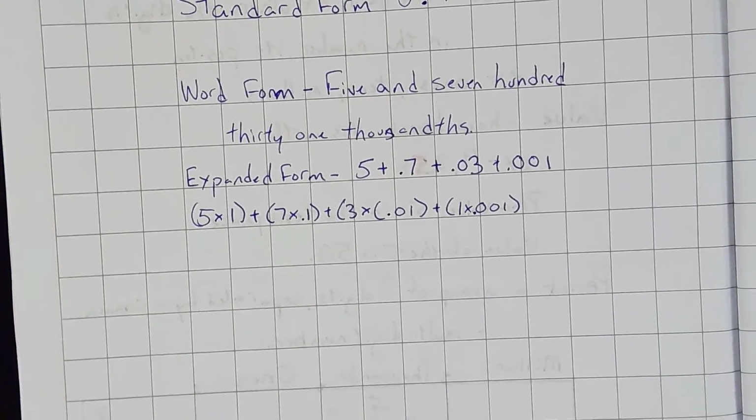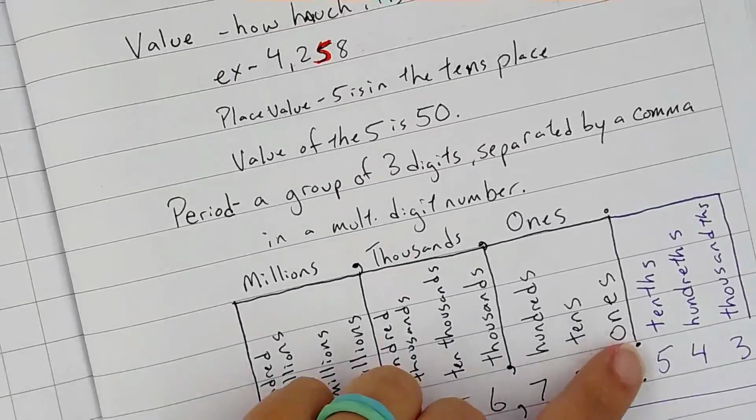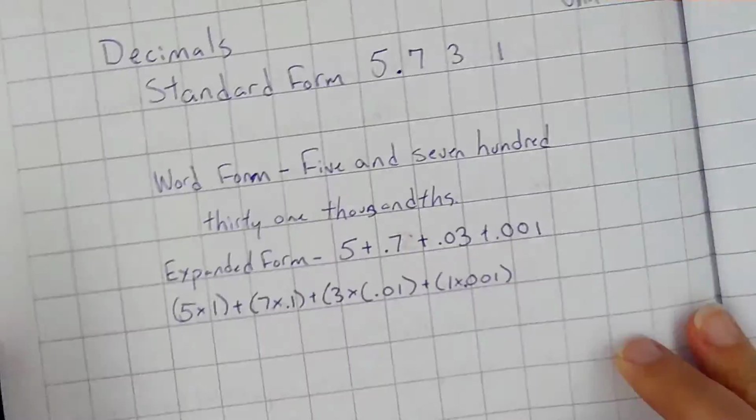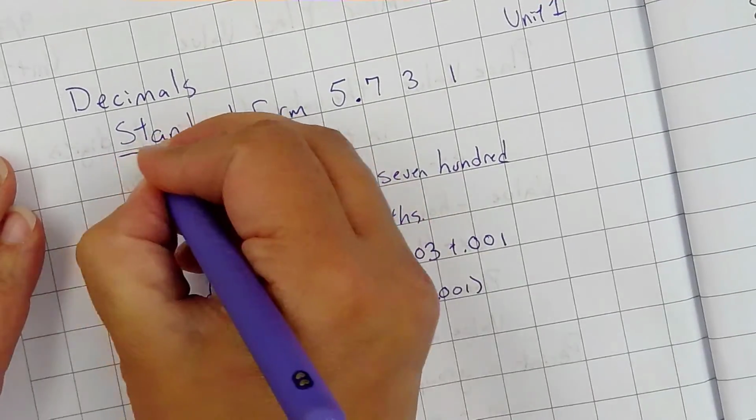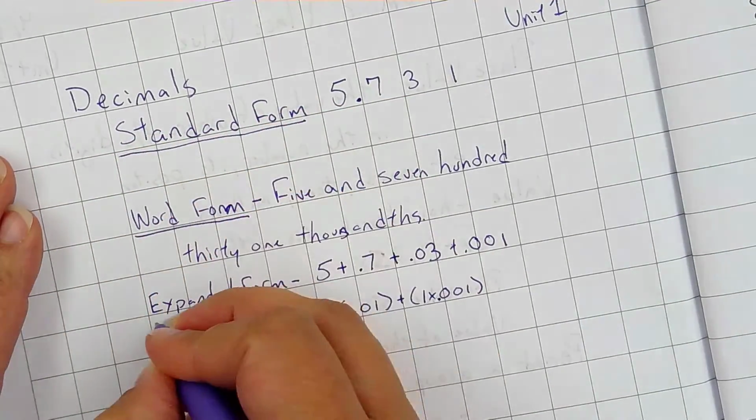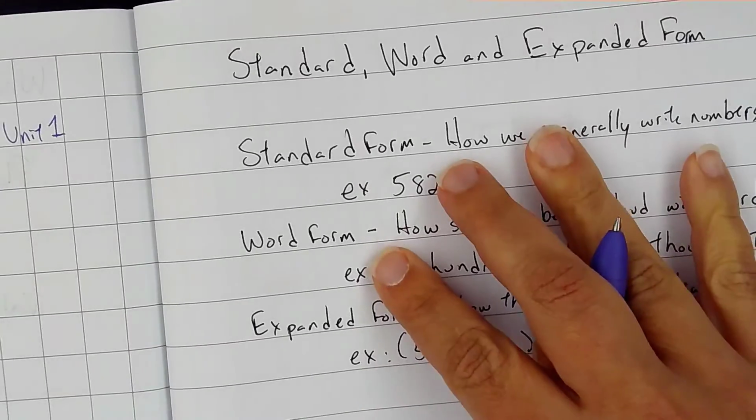So now we have both adding on our place values and adding our decimal, standard, word, and expanded form, going along with our whole numbers right there.